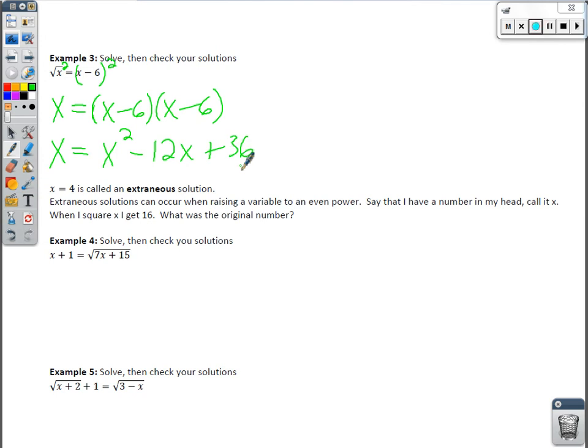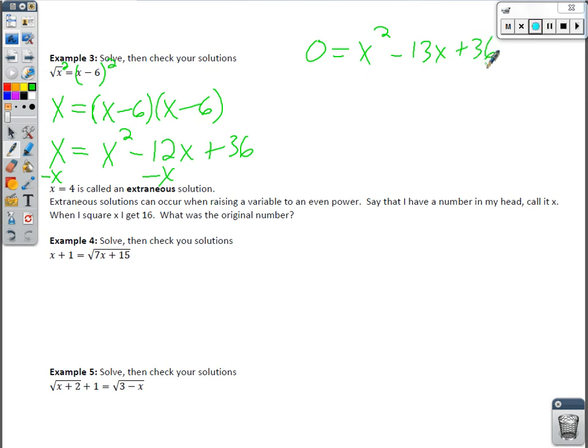And then in order to solve this equation, we need to have 0 on one side. So every time that we've tried to solve a quadratic equation, we've had 0 on one side. Remember, finding the x-intercepts means that the y value is 0. So we have 0 equals the thing with x squared and all that. And then we can solve it once we have 0 on one side. So we'll subtract x from both sides. And we get 0 equals x squared minus 13x plus 36.